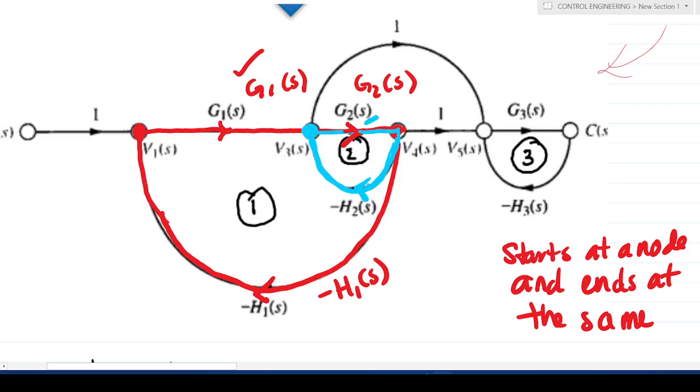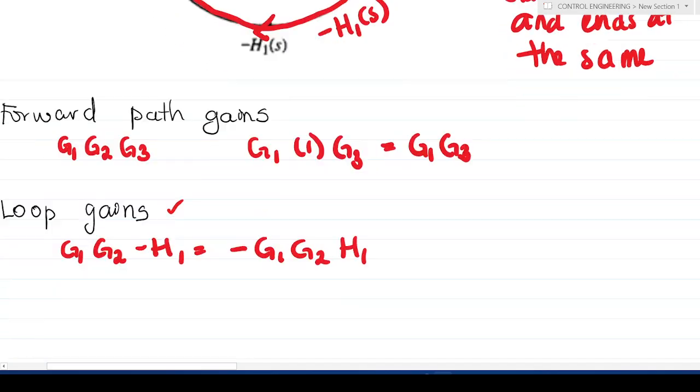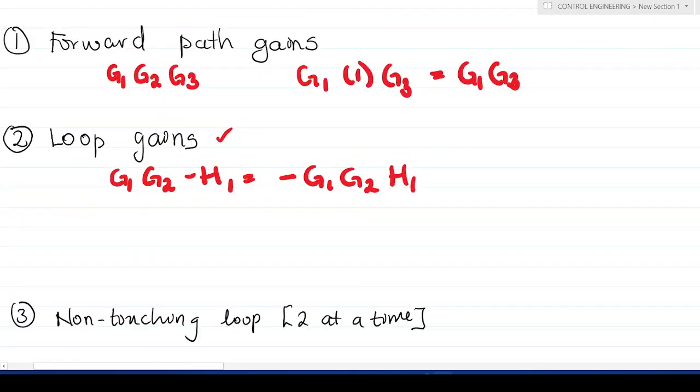We can write it out as G2 minus H2, which is the same thing as minus G2 H2. So let's write that under here. So let's write minus G2 H2. This is the second loop we found. This is the first.